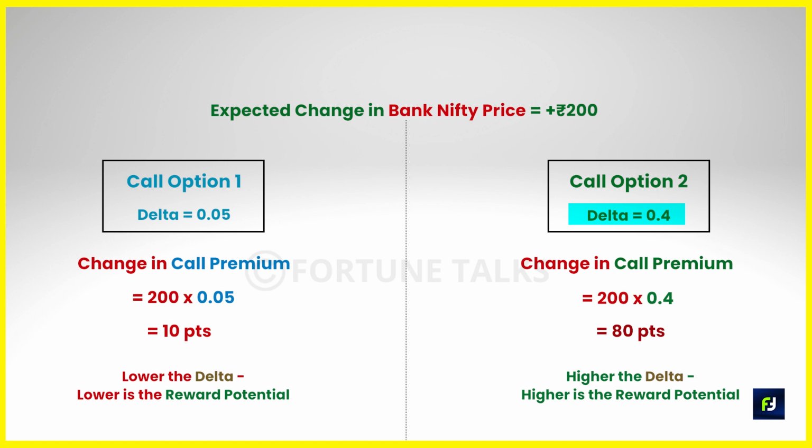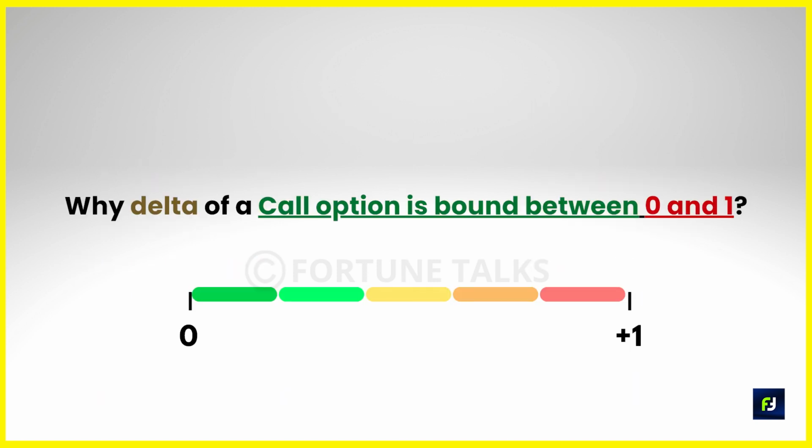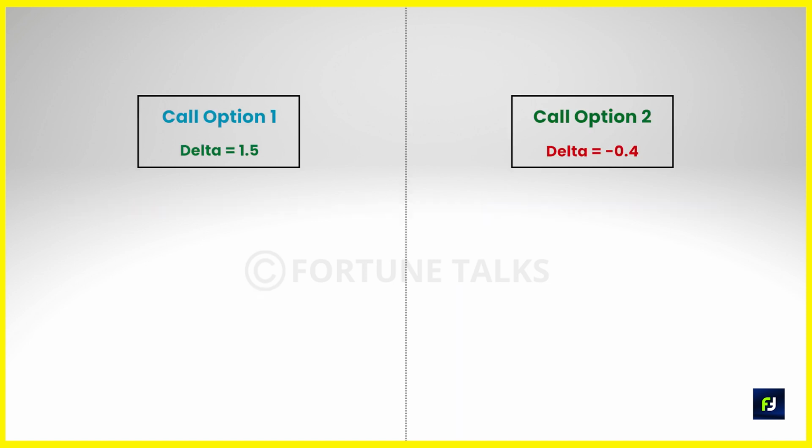But for the time being, let us find out why the delta value for a call option is bound between 0 and 1. And why can't the call option's delta go beyond 0 or 1? For illustration purposes, let us assume two call option strikes, one with a delta value more than 1, say 1.5, and the other call option has a delta lesser than 0, say minus 0.4. We will assume the change in the underlying asset to be 100 points. Let us find the change in the call option premiums for both these strikes.